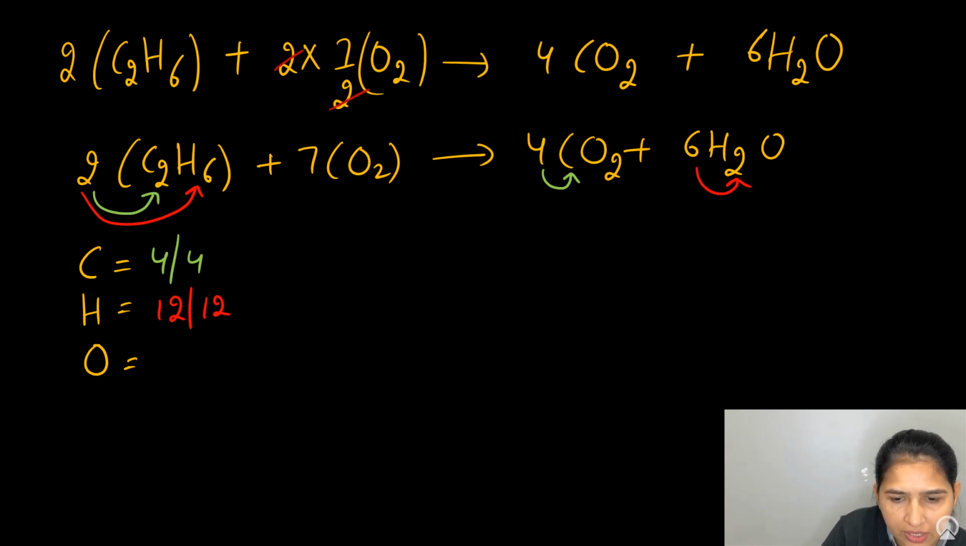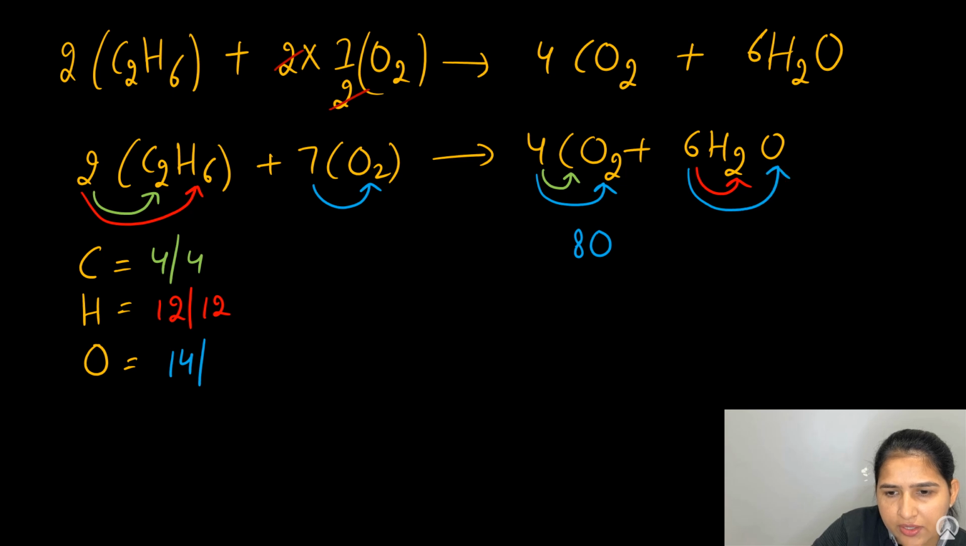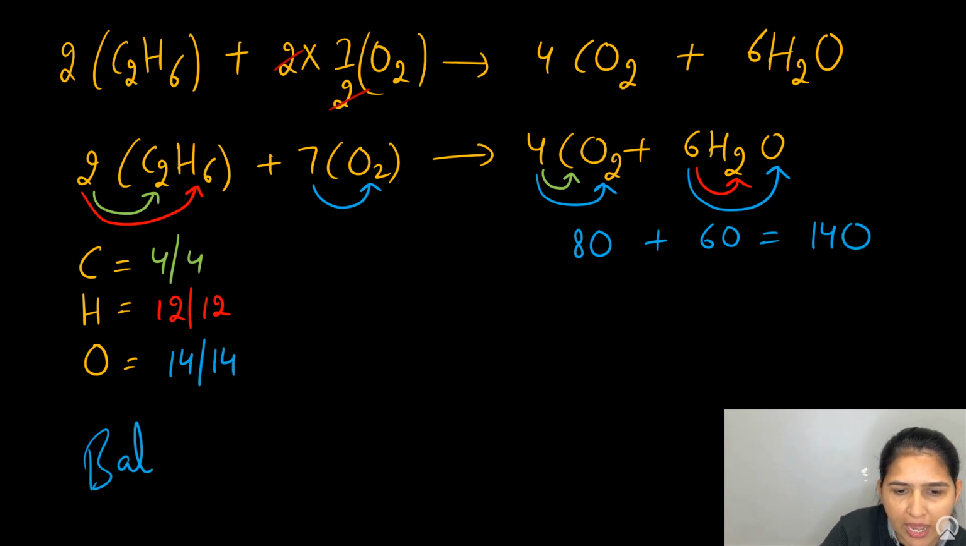That's also fine. Now it's time to check it for oxygen. So we are having 14 oxygen, and here if we count it, it's 8 oxygen from carbon dioxide and 6 oxygen from water. And if I add them up, I will get 14 oxygen once again. So that's my balanced equation. So hope you get it.